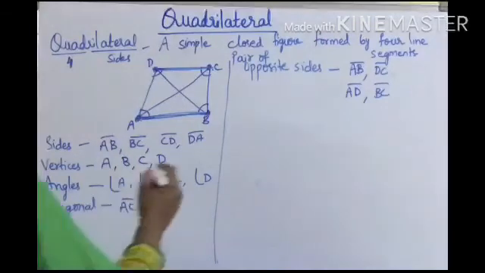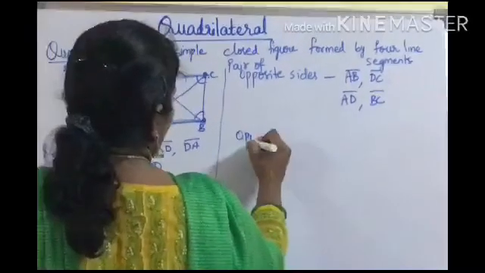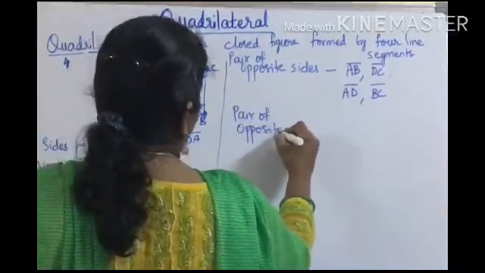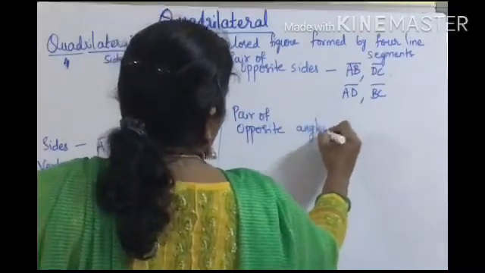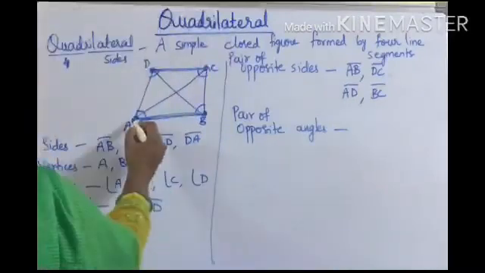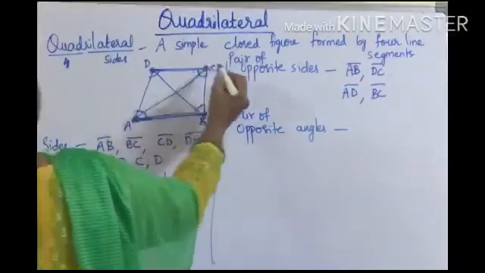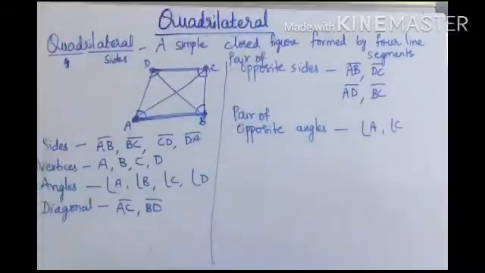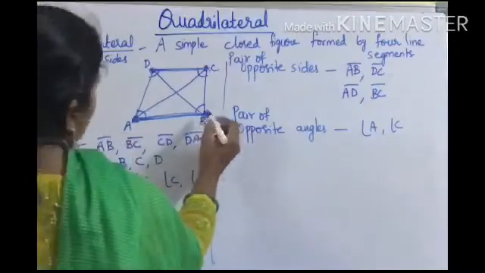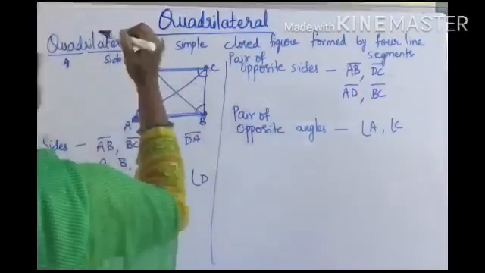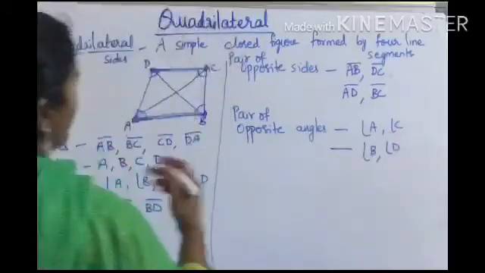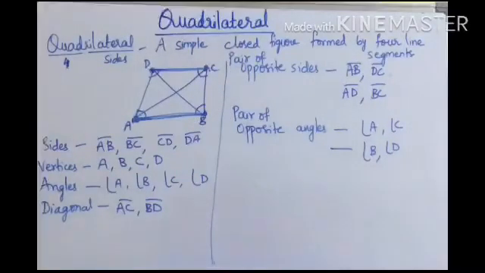Next, coming to pairs of opposite angles. Here, what is the opposite angle of A? C. So angle A and angle C are opposite angles. Next, what is the opposite of angle B, children? Angle D. So one more pair is B and D. Here also you get two pairs of opposite angles.